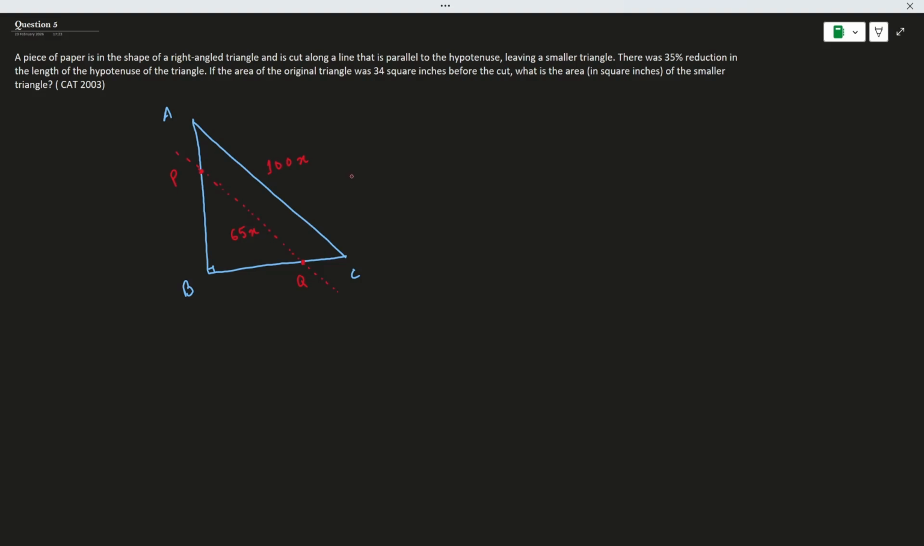If the area of the original triangle was 34 square inches before the cut, so suppose this is AB, and AB is capital H, the height, and BC is the original base. So half into base into height is equal to 34, or I can say base into height is equal to 68. All right.